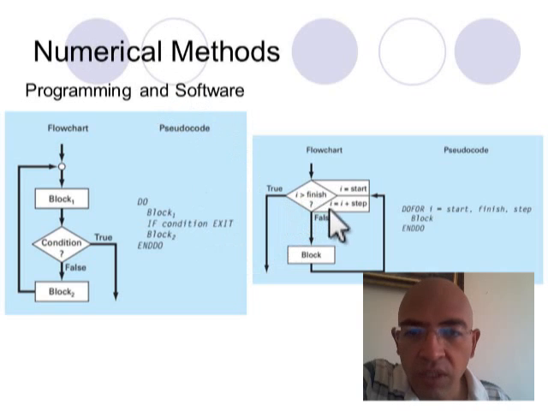So it is like this. If I is bigger than a certain number, then exit. If it is not, increase the I with a given step number and then continue. Do the block. This is the other step.